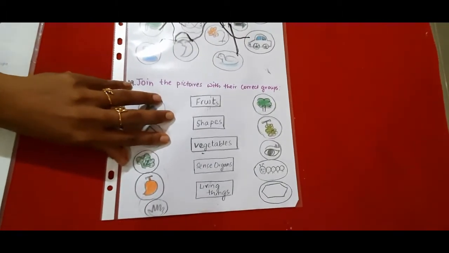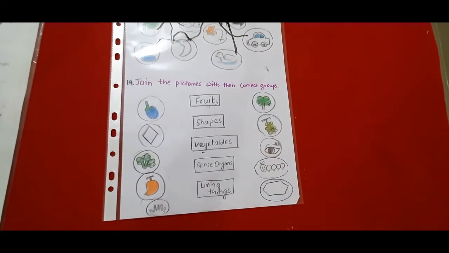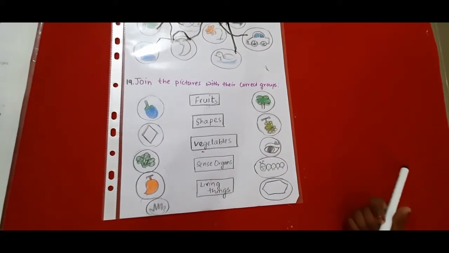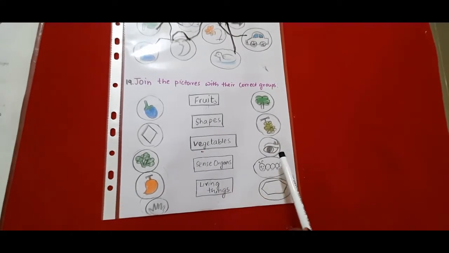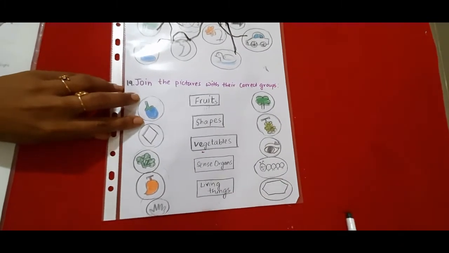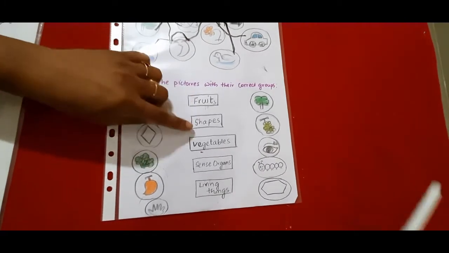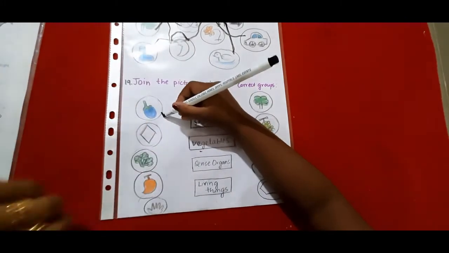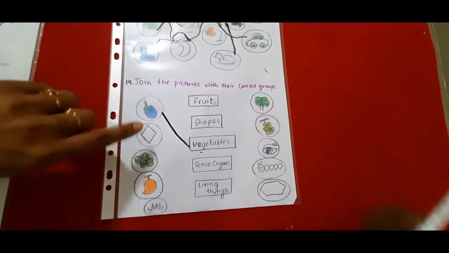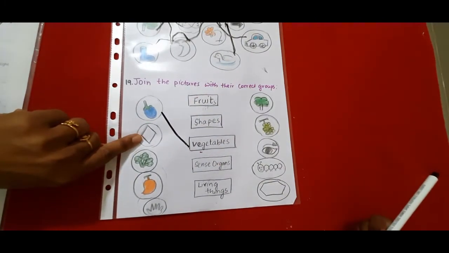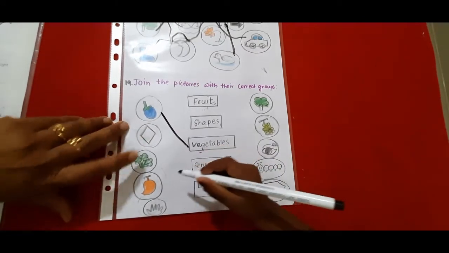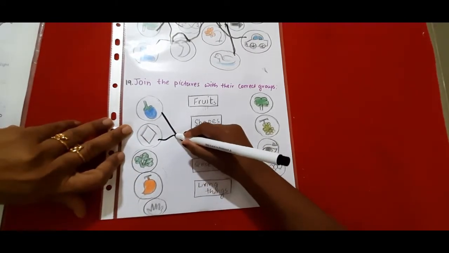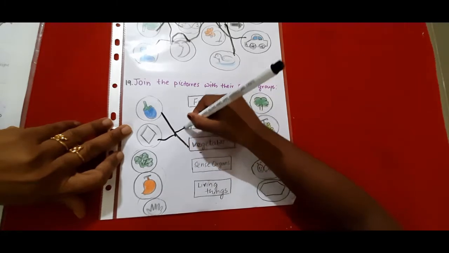Okay, now the next one is groups. Last one, this and this go together. So now this is brinjal. Brinjal is what? Fruit, shape, vegetable, sense organ or living thing? Vegetable. Very good. This diamond. Diamond is what? Which group does it belong to? Very good. Shapes. Diamond goes here.